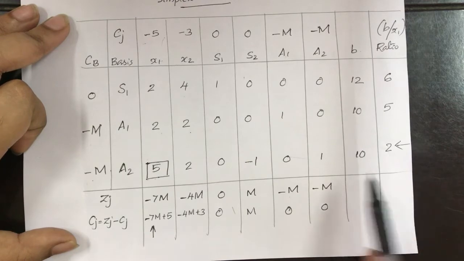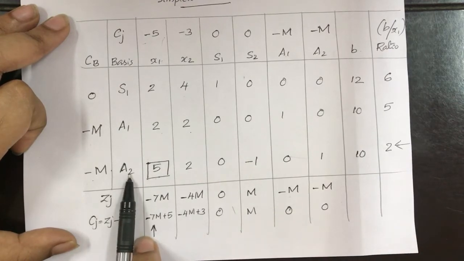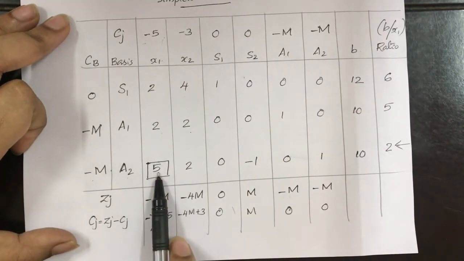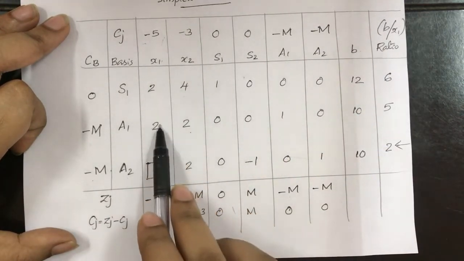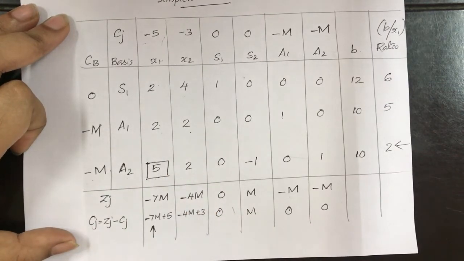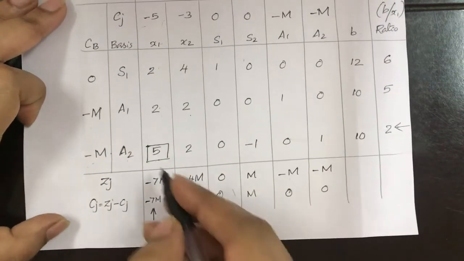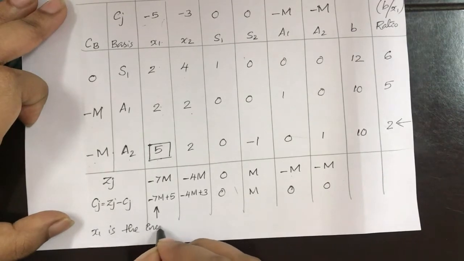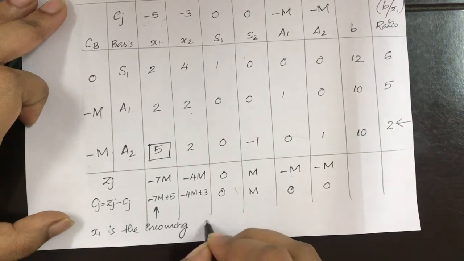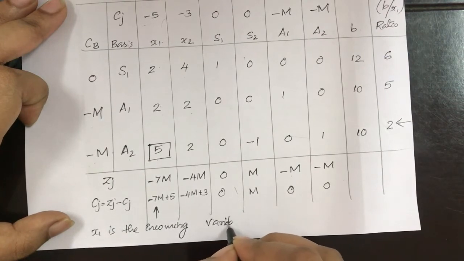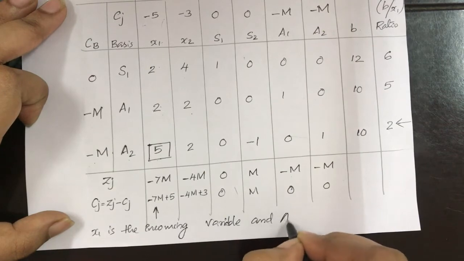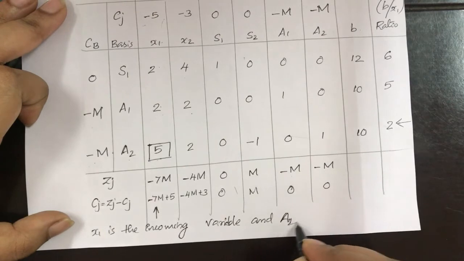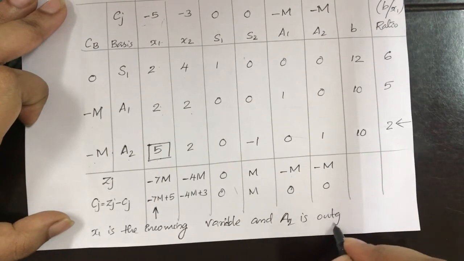In the next table we need to introduce x1 here. We need to drop the a2 column, and in the place of 5 should be 1. These two values should be 0. According to that we need to make row transformations. So x1 is the incoming variable, and a2 is the outgoing variable.